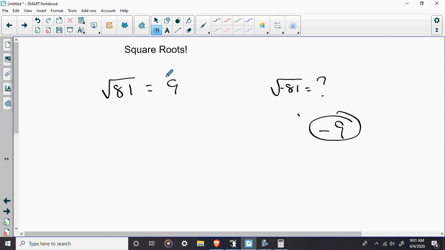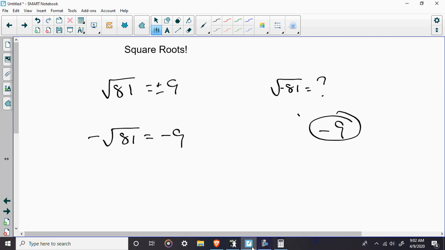And normally we denote that with a little positive and negative symbol in front of it. Now, what if they said, what's the positive square root? Well, it's 9. What's the negative square root? It's negative 9. What are the square roots? Positive and negative 9. So again, just watch out for what they're asking. If they said this, they want the negative answer. So that's about all you need to know.